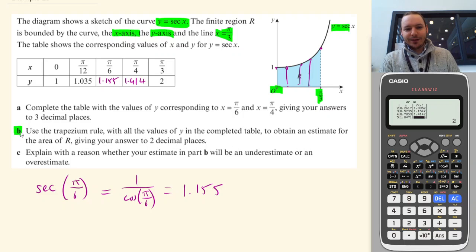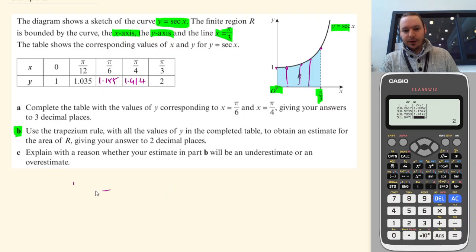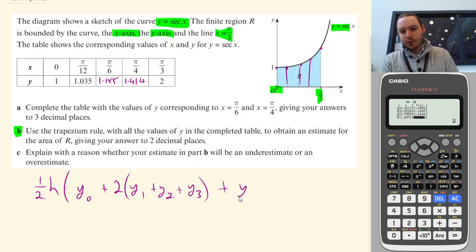And then part B just says use the trapezium rule with all the values of y in the completed table. So I have my completed table, and I have my trapezium rule. And my trapezium rule, remember, is half h brackets y0 plus 2 lots of all the rest. And I've got y1, y2, y3, and y4 here. So y1, y2, and y3 get doubled up, and then y4 doesn't get doubled up because it's the end of the interval. And h is the width of these things. So h is pi over 12.